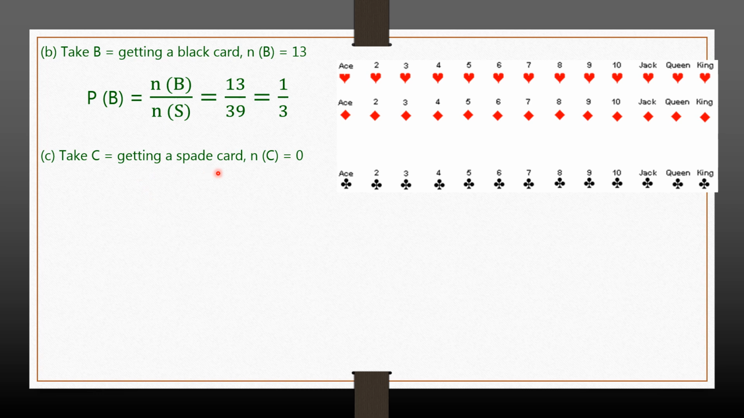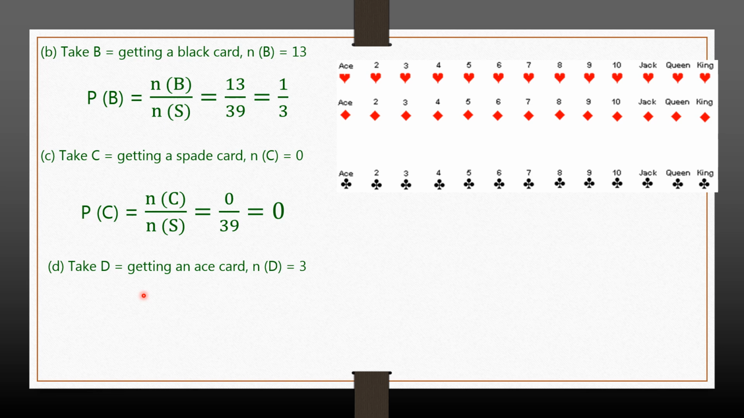Go for the next event. Getting a spade card. Now already we removed all the spade cards. There won't be any spade card in the sample space. There is no spade card. So there are no favorable outcomes for this event C. That's why n of C is equal to 0. We find the probability P of C is equal to n of C by n of S. 0 by 39 will be 0. This is an impossible event. This also can be an example of an impossible event. Probability is 0.